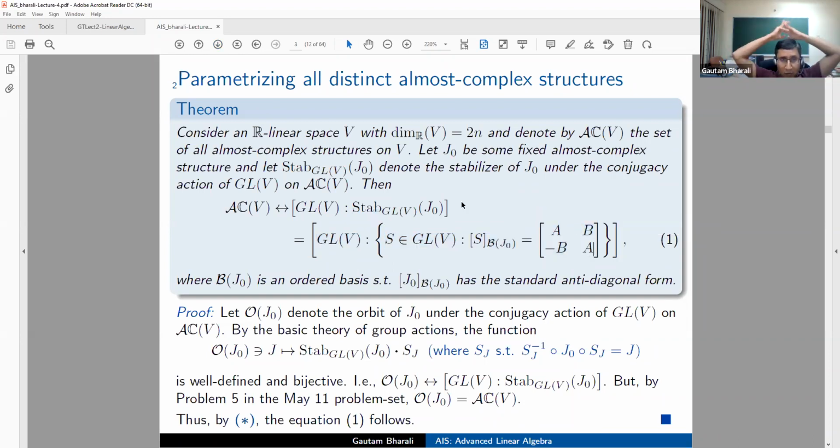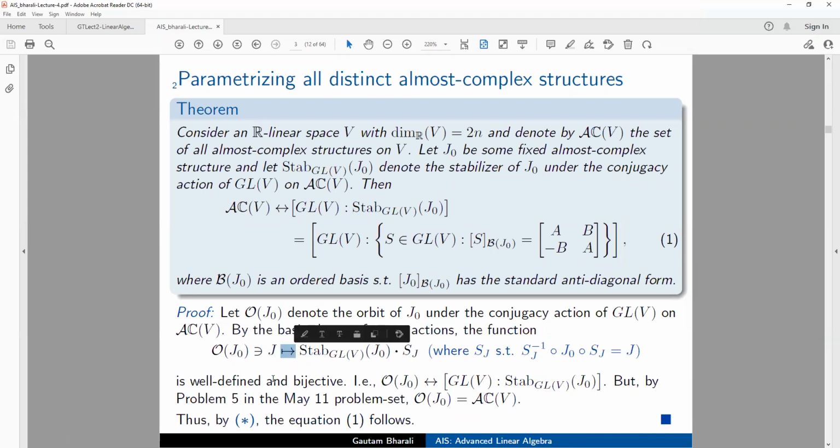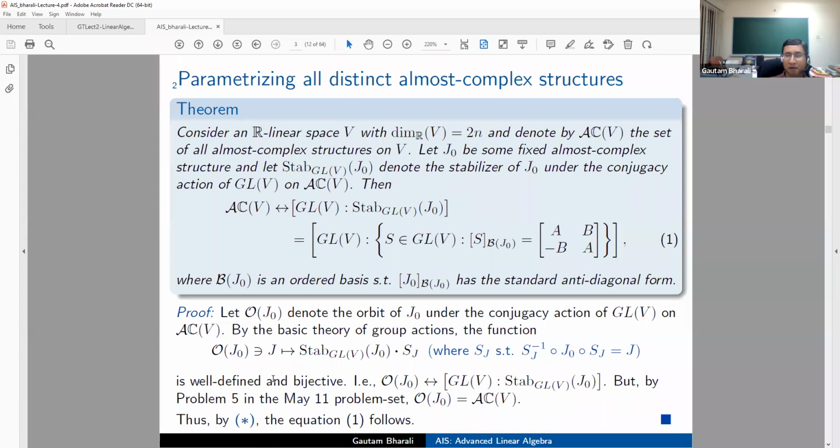So the set of all almost complex structures, we are able to parametrize this, and in fact, we have a canonical parametrization. The canonical parametrization is this map by the set of right cosets inside of a familiar group, the subgroup being explicitly given. So that is our theorem.